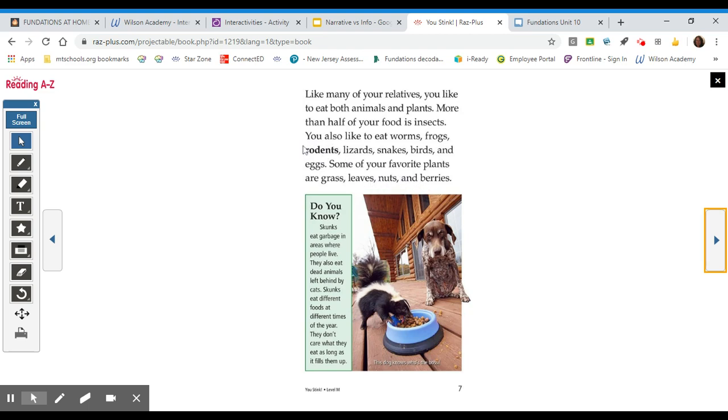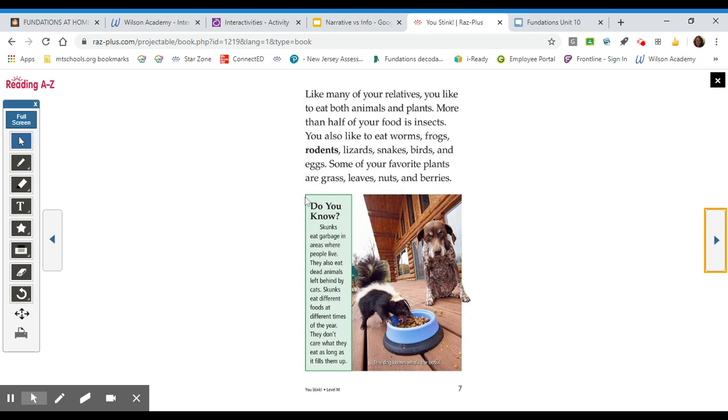If you can see right here, this word is in bolded print. And that's a text feature for informational text. This is something that you might see often. And that just means that it's a word that could be a vocabulary word. It's a word that you could look up in your glossary, which is like a mini dictionary. And if I did, I'd figure out that rodents are animals such as mice, rats. They have that long tail. Those are rodents. And here we have a caption.